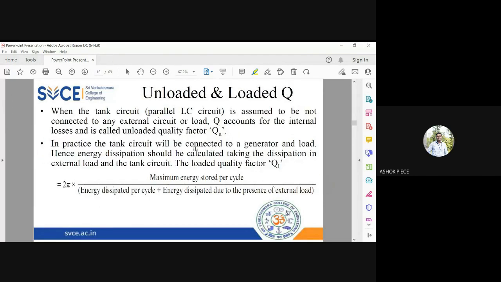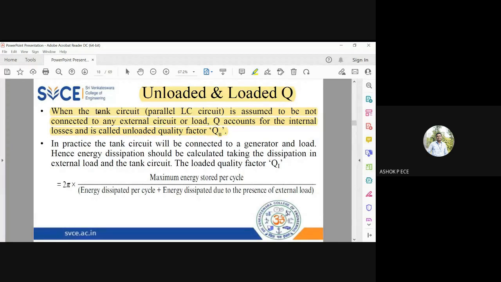So now we are going to discuss the different Q factors which are possible for a tank circuit. When you are not going to connect your tank circuit to any external circuit or load, that quality factor you call as the unloaded quality factor.